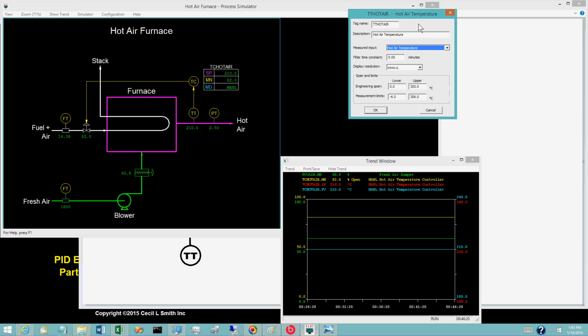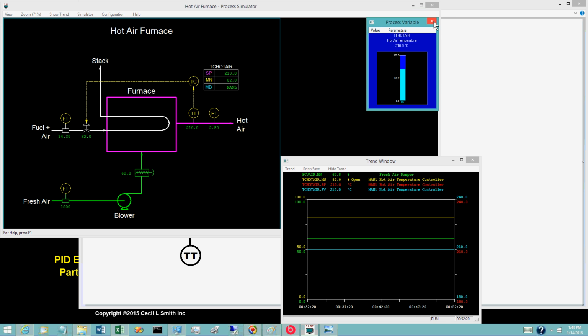Most PV blocks require parameters such as an identifier or tag name, a description, the measurement range, a filter time constant, etc. Close the PV configuration window and the point window.